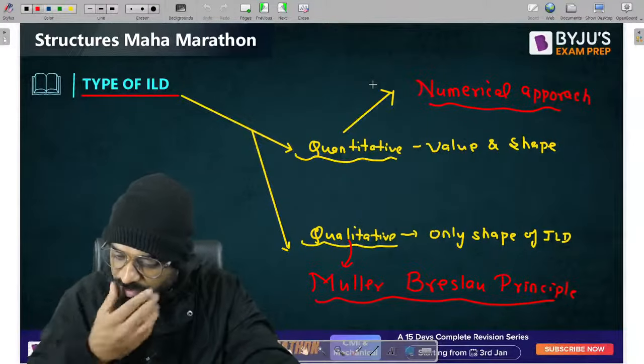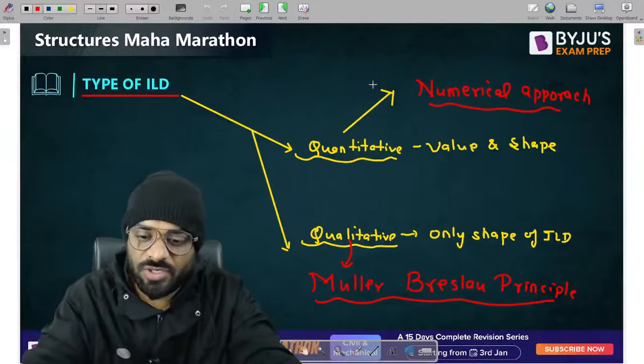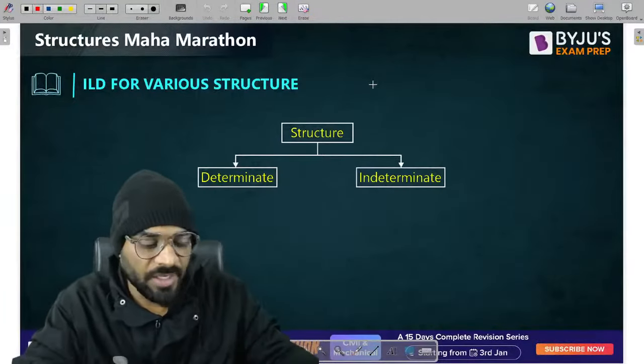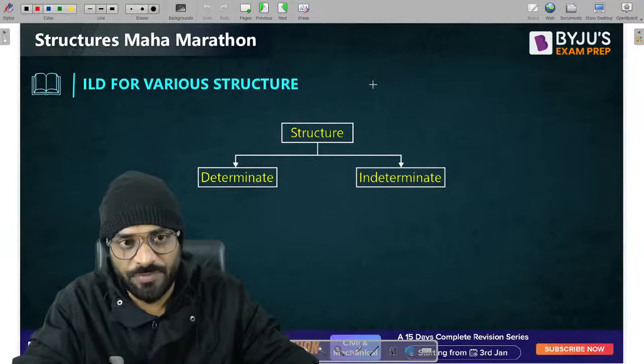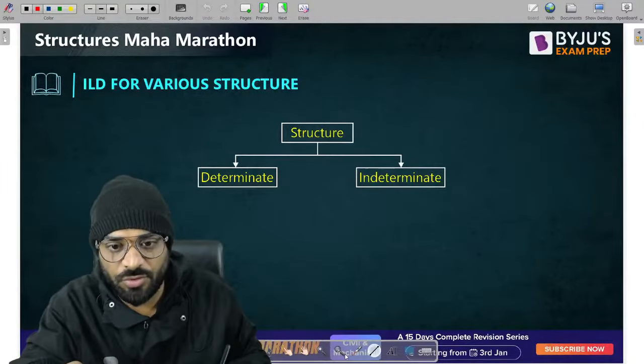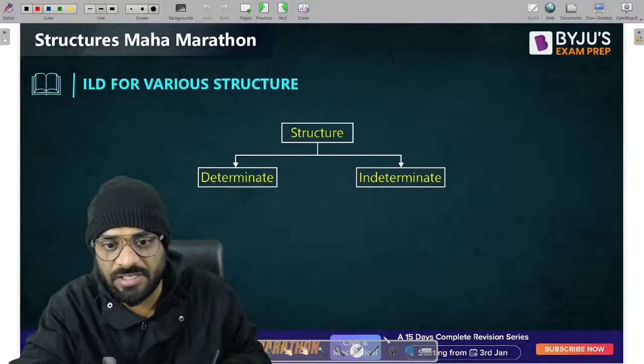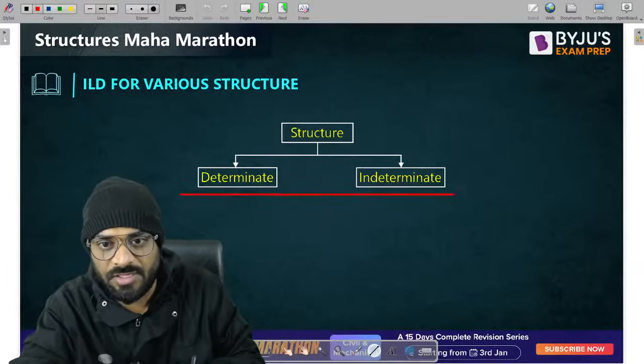Sir, can we draw ILD for every structure? Yes, Dhanush, you can draw the ILD for a determinate structure or an indeterminate structure, both. You can draw the ILD for both types of structure, whether determinate or indeterminate, right?